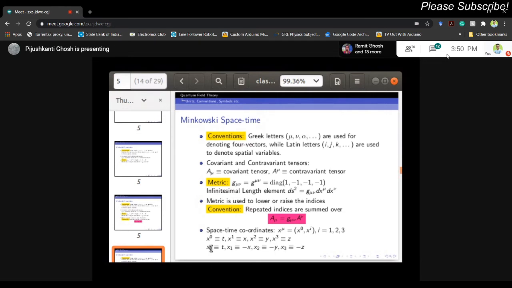On the other hand, if you do it for x0, the only non-vanishing component on the right hand side will be g00, and g00 is equal to 1. So you get both the contravariant component x0 and the covariant component x0 equal to t. Both the cases you get t, but for the other cases you get a minus sign. So it's very important. Clear? Or are some of you still having some confusions?